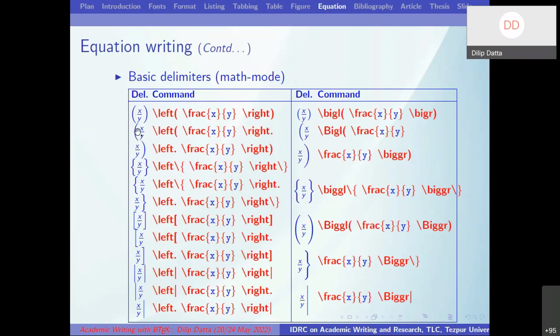Now, in some cases, if we need a parenthesis only on one side and not on the other, then we can handle the other side with a dot. Say here I have shown \right dot. Dot means it will not produce anything. In this way, different types of delimiters can be produced for writing mathematical expressions.